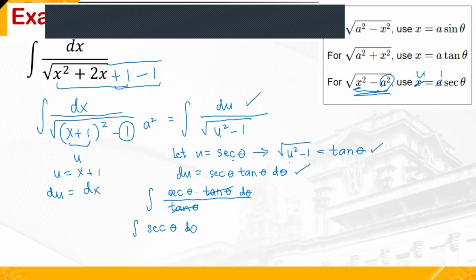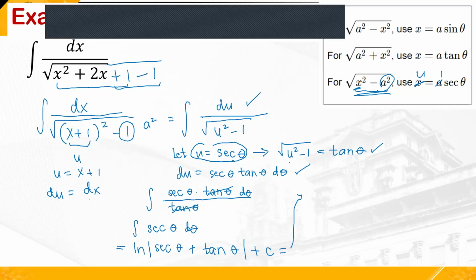Na-derive na natin yung formula for this one. Sabi natin a while ago, this is ln of secant plus tan. So, secant theta plus tangent theta plus c. Tapos, yung secant theta is using this representation that is equal to u. Yan. So, supposedly, ang gagawin natin is like ln of u, kasi secant theta is u, tapos tangent theta is the radical u squared minus 1. Using this naman.